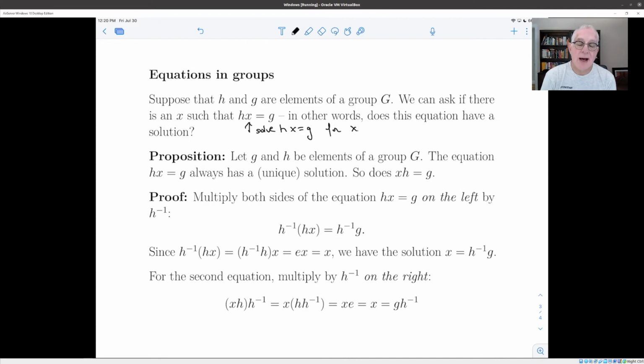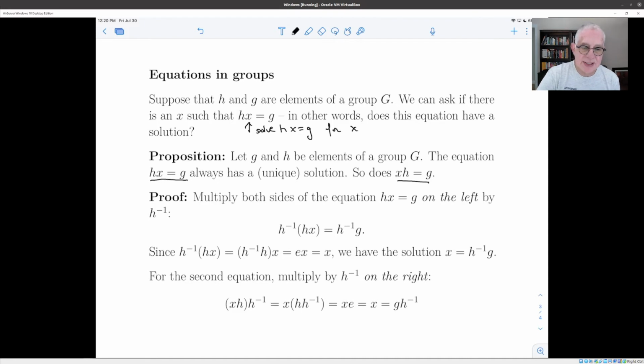And the proposition here is that you can always solve this equation. Namely, if you have Hx equals G, you can always find X that satisfies this equation. And also remember that in multiplication, the order matters. So you could also look at XH equals G, and that also has a solution.